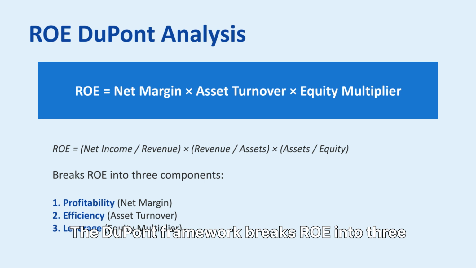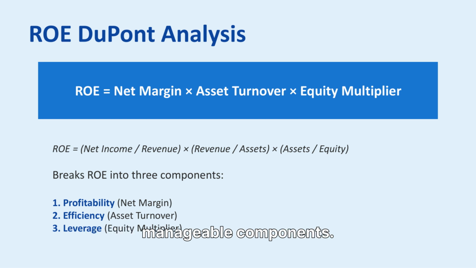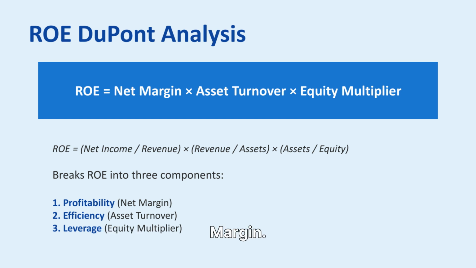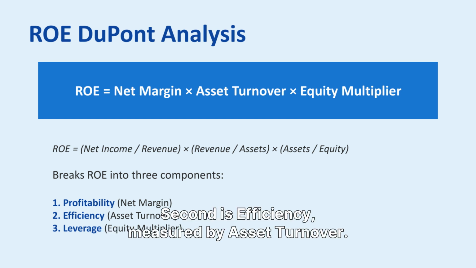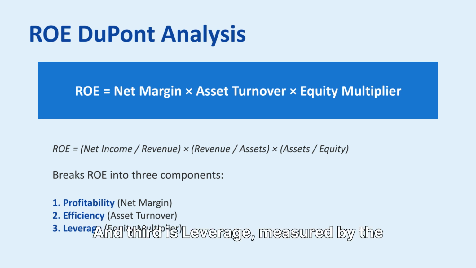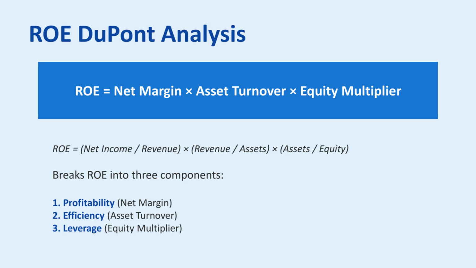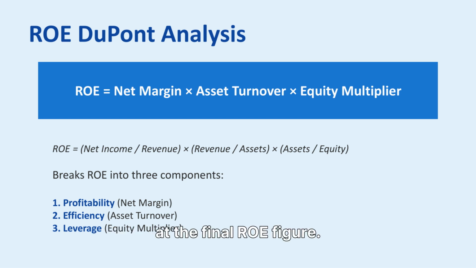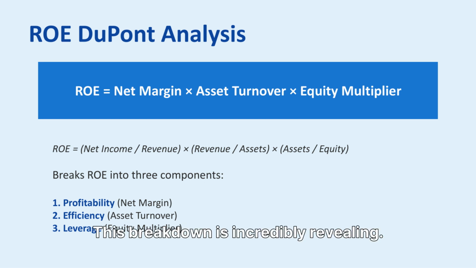The DuPont framework breaks ROE into three manageable components. First is profitability, measured by the net margin. Second is efficiency, measured by asset turnover. And third is leverage, measured by the equity multiplier. By multiplying these three together, we arrive at the final ROE figure. This breakdown is incredibly revealing.